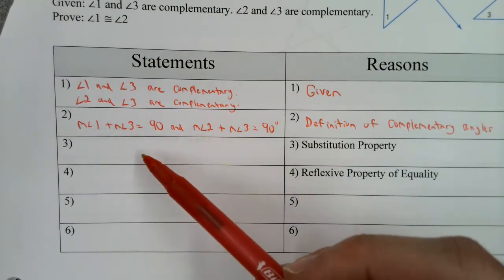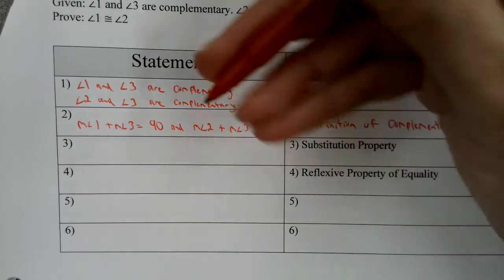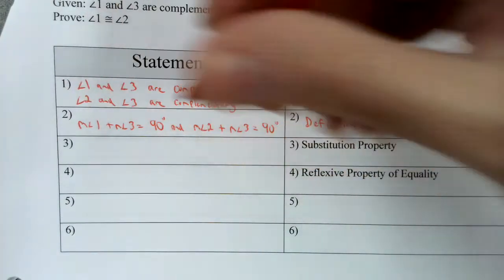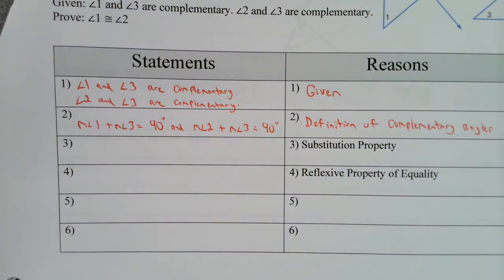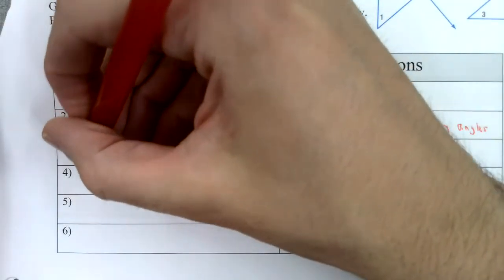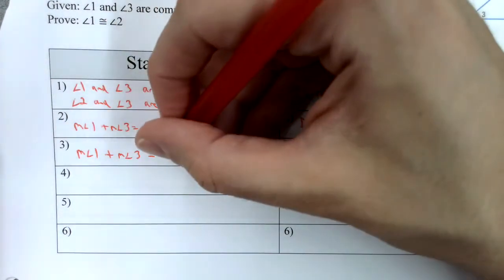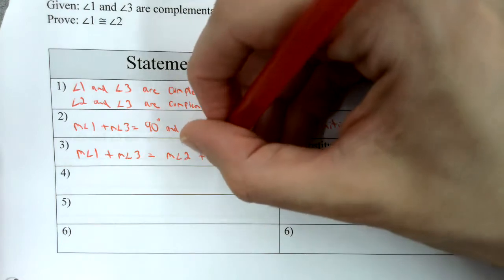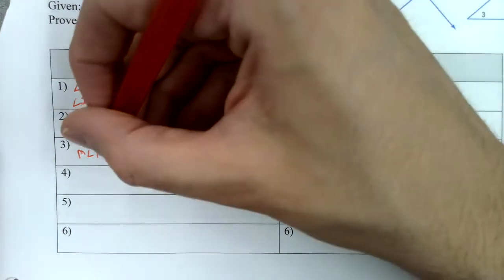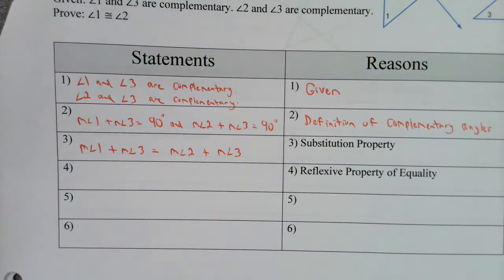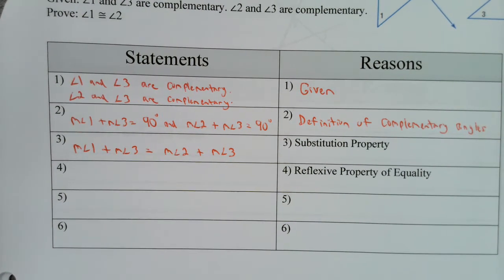Now I'm going to use the substitution property. If the measure of angle 1 plus the measure of angle 3 equals 90, and the measure of angle 2 plus the measure of angle 3 equals 90, then I can say that the measure of angle 1 plus the measure of angle 3 equals the measure of angle 2 plus the measure of angle 3. Okay, not so bad so far.